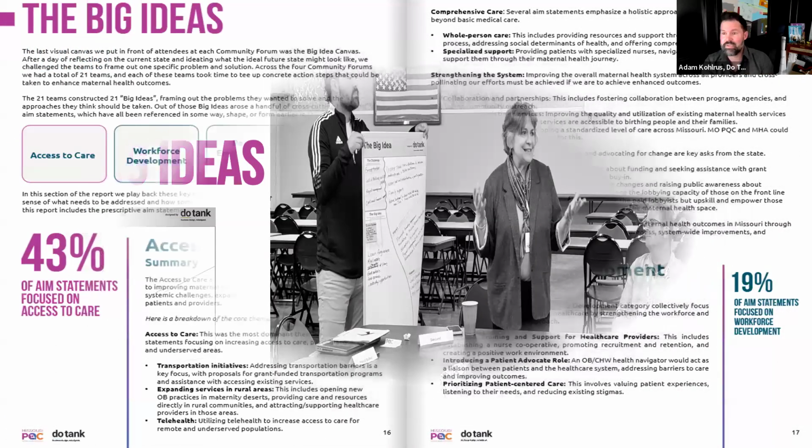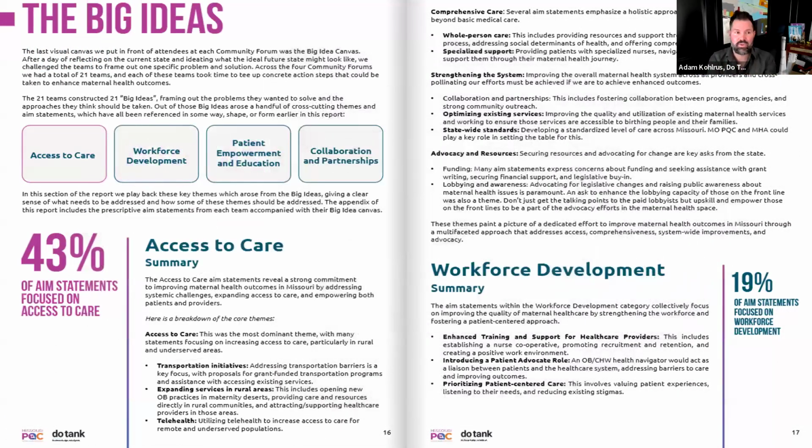The cool thing about this was, towards the end of this report, you'll see the themes that really rose out from those 4 regions. And these won't be a surprise to many of you in this space, but access to care, workforce development, patient education and empowerment, and collaboration were the 4 themes that we heard loud and clear from the regions and the state. These are the things that we need to be focused on if we're going to enhance maternal health outcomes throughout Missouri.